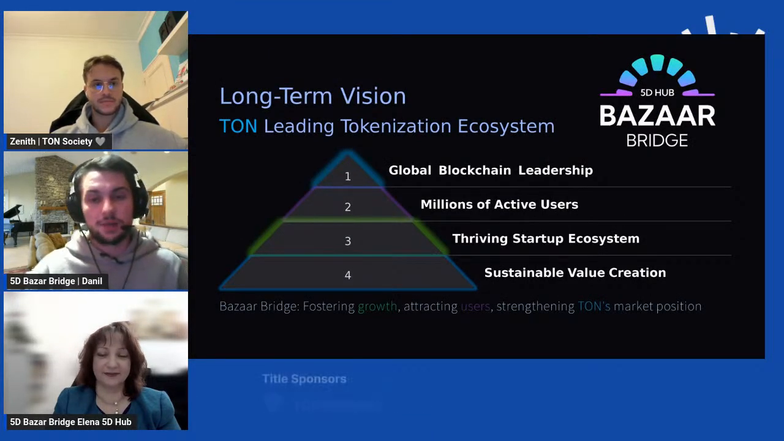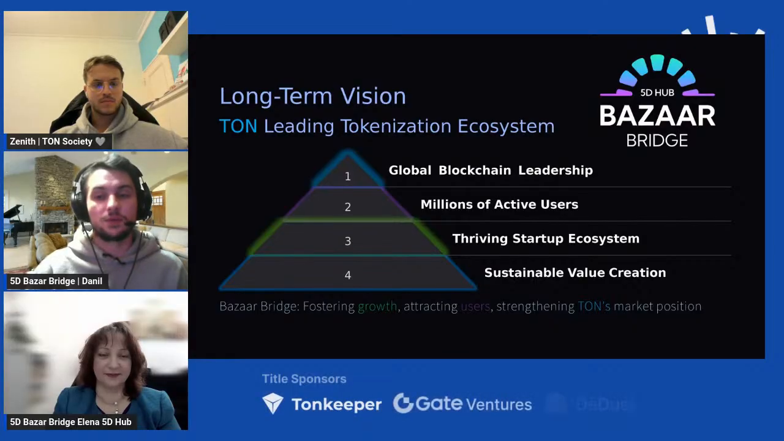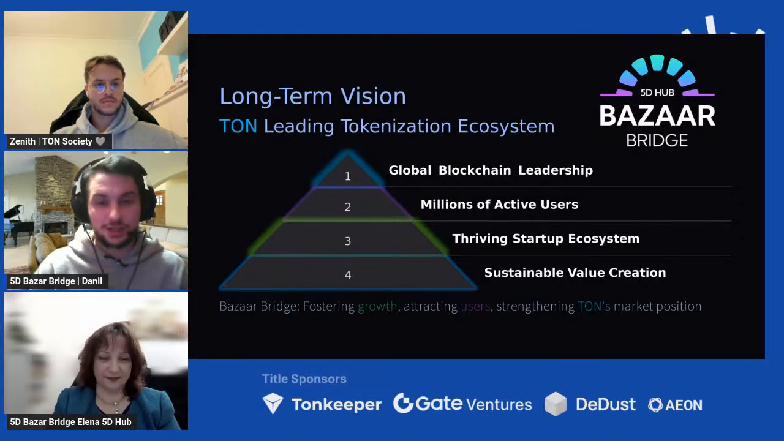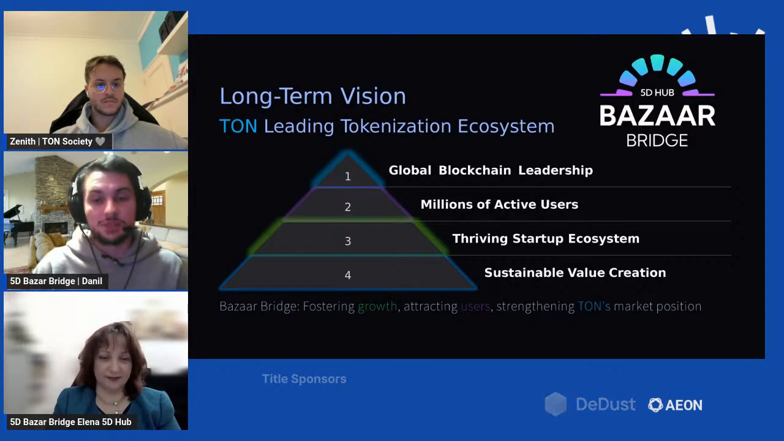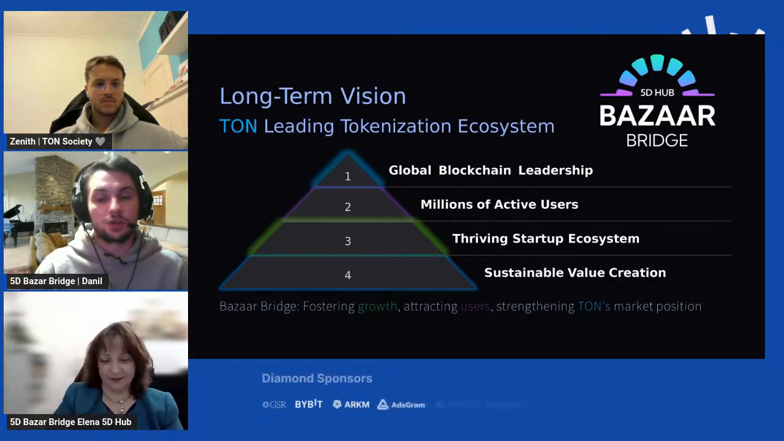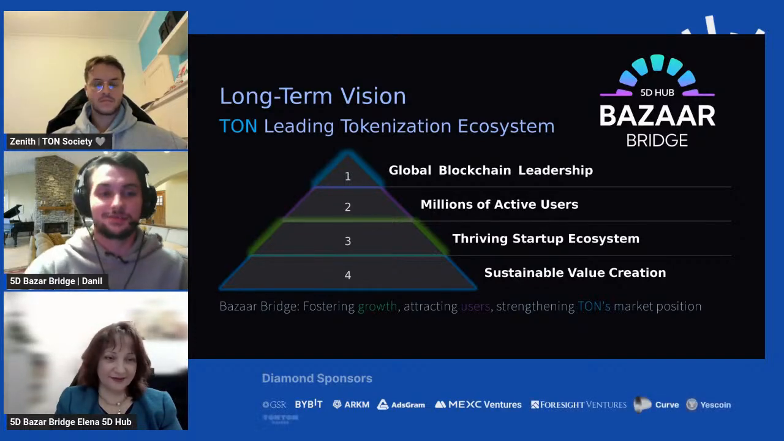Together with 5D Hub, we create a sustainable platform that forms the foundation for any ecosystem. The long-term vision is to support the Ton community to become a leading tokenization ecosystem. We don't just generate liquidity, we create value by attracting startups, users, and investors in one ecosystem. Bazaar Bridge is a platform that fosters new businesses and attracts millions of users to position Ton in the global blockchain market. Let's improve user experiences and accessibility together. Thank you.